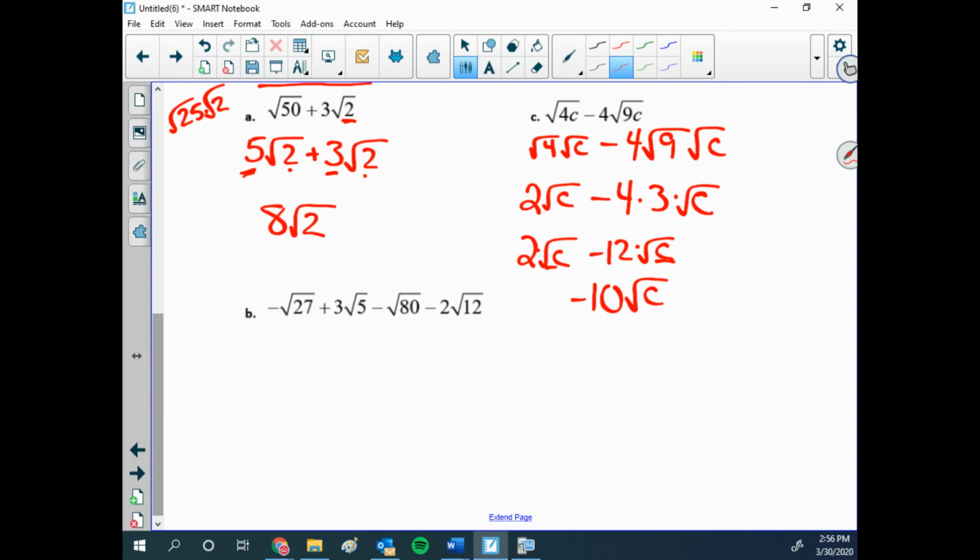All right, last one is a little bit more complicated. So let's try and simplify this as much as I can. So here I have negative 27. I'm not going to read that out. Anyways, you can see the question. And it says simplify this.